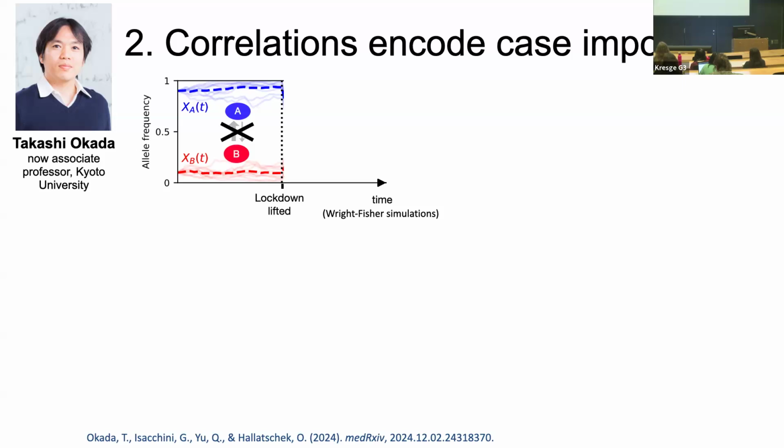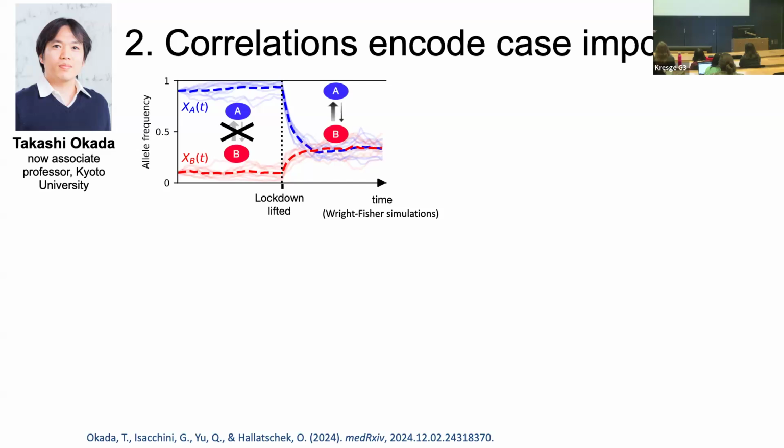But then when you imagine lifting this lockdown and they start to exchange migrants, what's going to happen? Well, they become more similar because of that exchange of migrants, but also the way they become more similar reflects who's importing more cases from the others. In this simulation, we just envisioned that A is importing more individuals from B than the other way around. And then the consequence is that the frequency in A becomes more similar to how B was than the other way around.